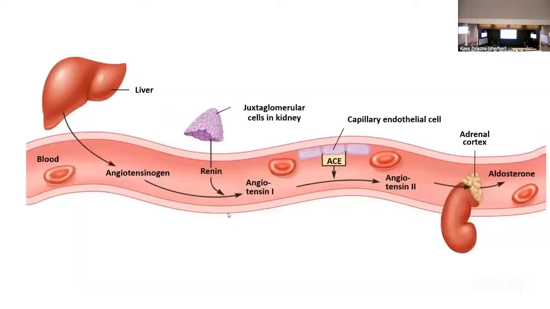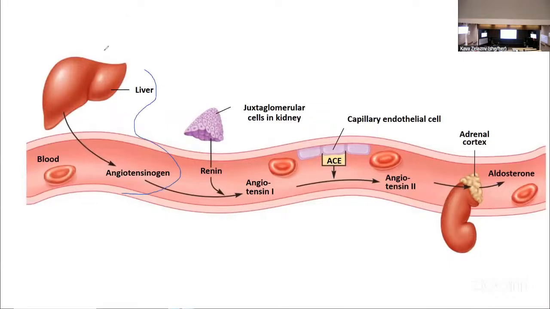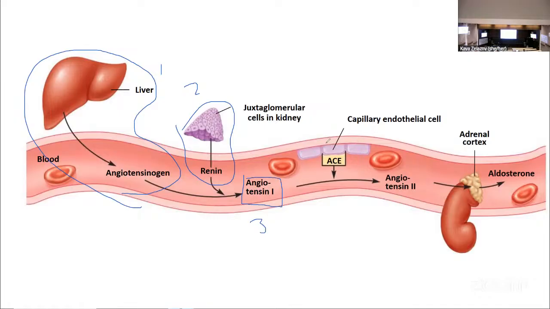Here we have that zoomed in for you. So we made our angiotensinogen with the liver. It needs to come into contact with renin from our juxtaglomerular cells. Renin is going to be responsible for creating that angiotensin 1. Our capillary endothelial cells then help us convert to angiotensin 2. And that's when we can finally make our aldosterone. So a bit more complicated, I think, than how we made our ADH.